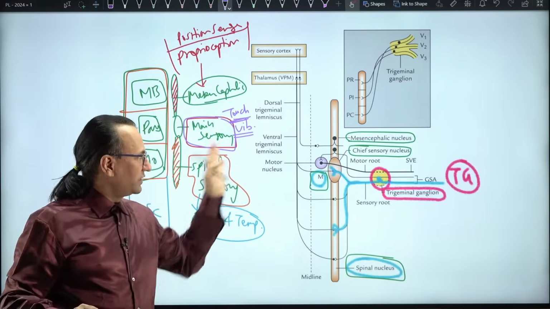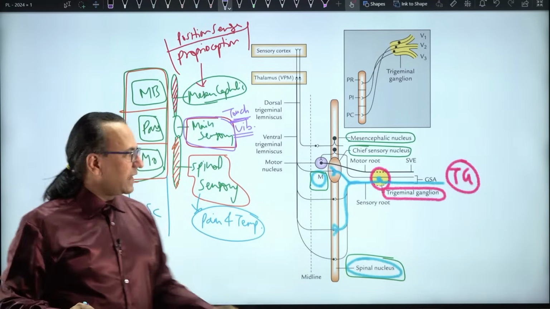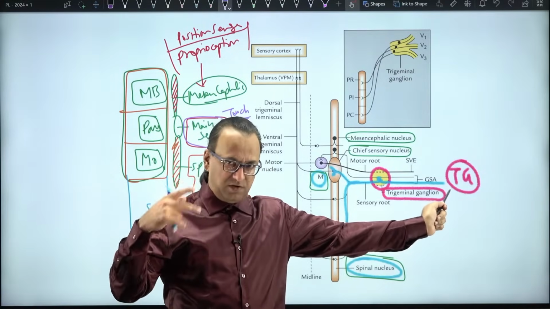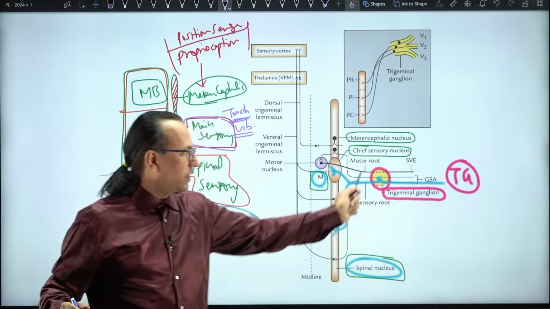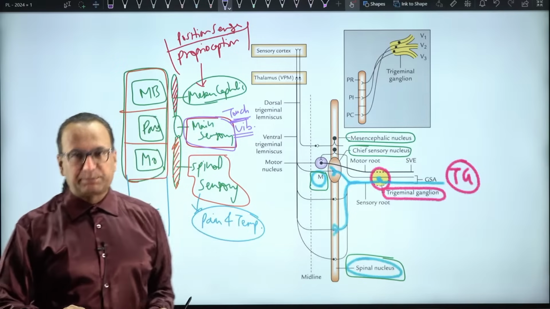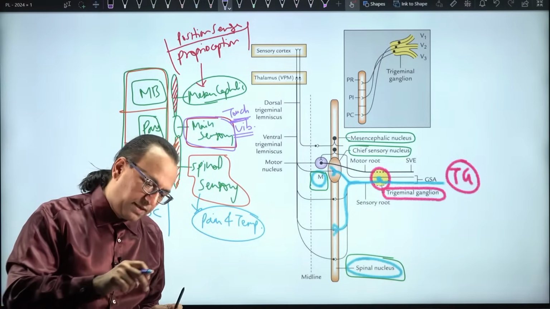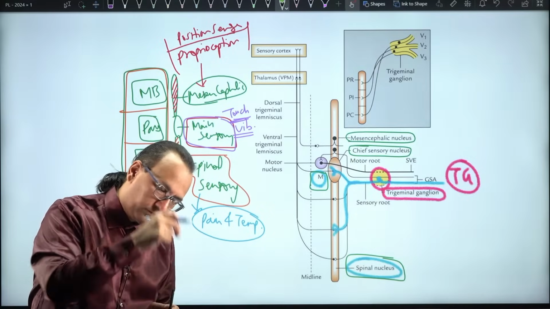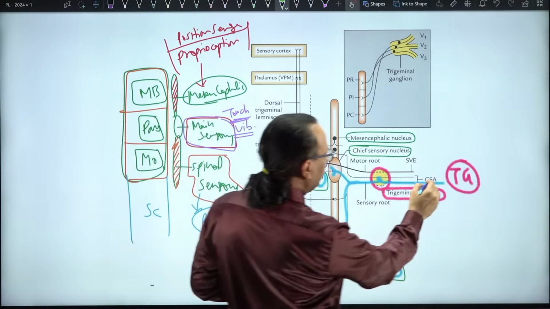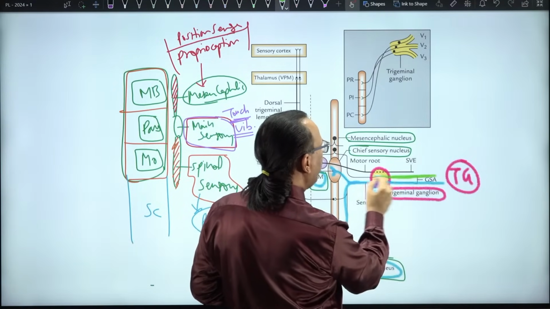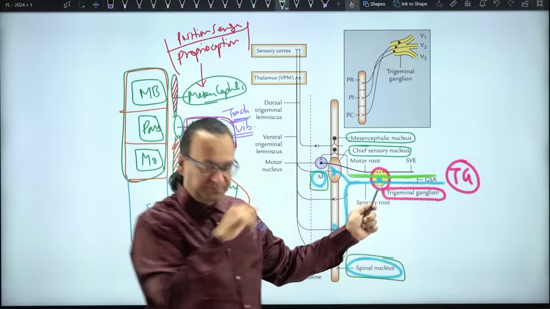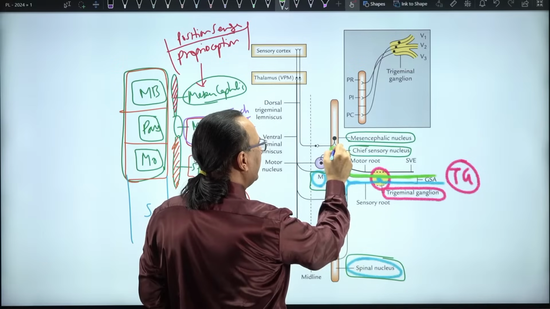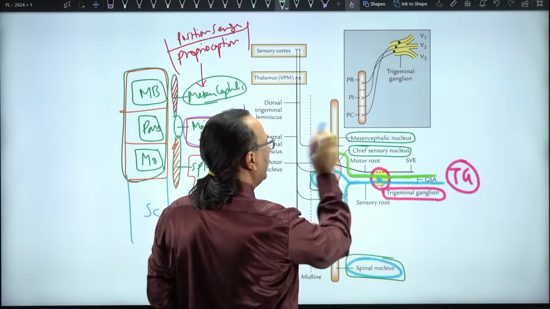Now, whatever you brought, pain, temperature, touch, or vibration, all come to the trigeminal ganglion, but proprioception is different. Let me show you the detail here. The proprioception sense will bypass the trigeminal ganglion without synapsing, and the first order neuron will be in the mesencephalic sensory nucleus of the trigeminal.